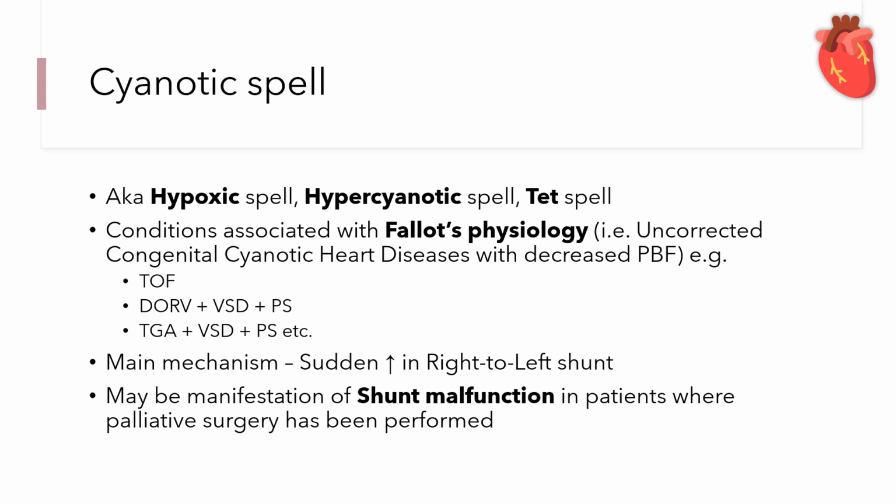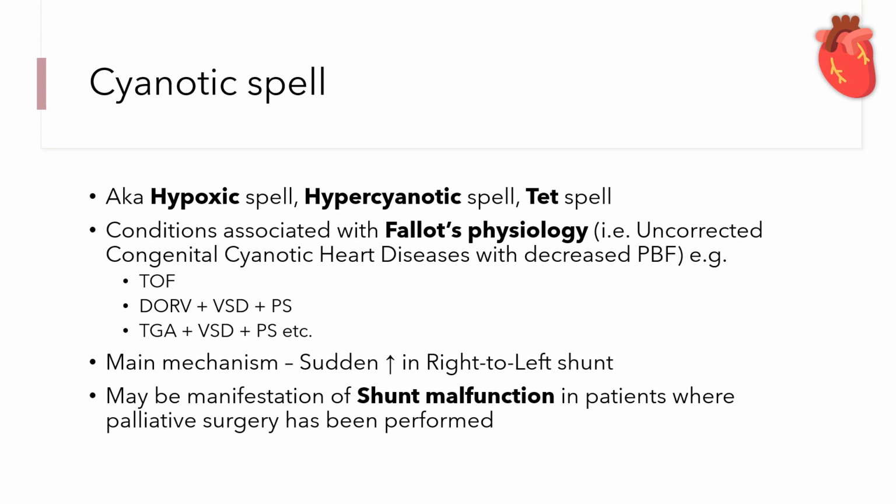Fallot's physiology means uncorrected congenital cyanotic heart disease with decreased pulmonary blood flow. So what are the conditions? First condition is obviously tetralogy of Fallot, which comes under Fallot's physiology. Double outlet right ventricle with VSD with pulmonary stenosis also comes under Fallot's physiology.